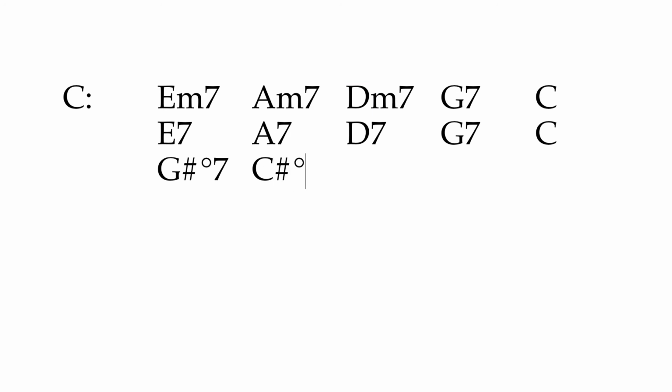Also, instead of A dominant 7th, I can use the leading tone 7th of D minor, which is C sharp diminished 7. Likewise, instead of D dominant 7th, I can use F sharp diminished, or half diminished is also possible. Let's take the half diminished 7th version, and instead of G dominant 7th, I can use B diminished or half. Let's do that diminished because it sounds softer and it is more common. Okay, let's listen to the first one.